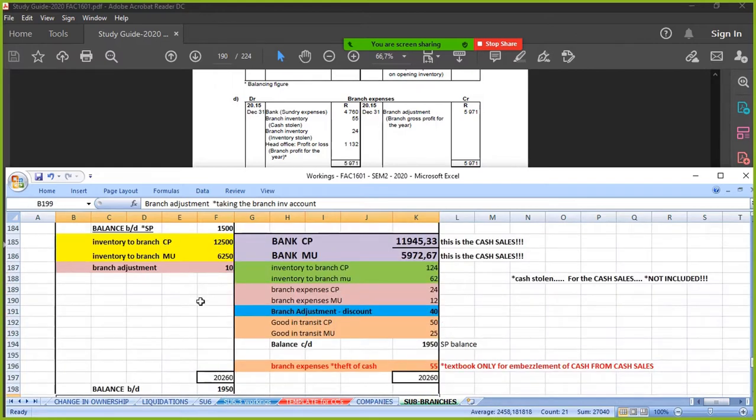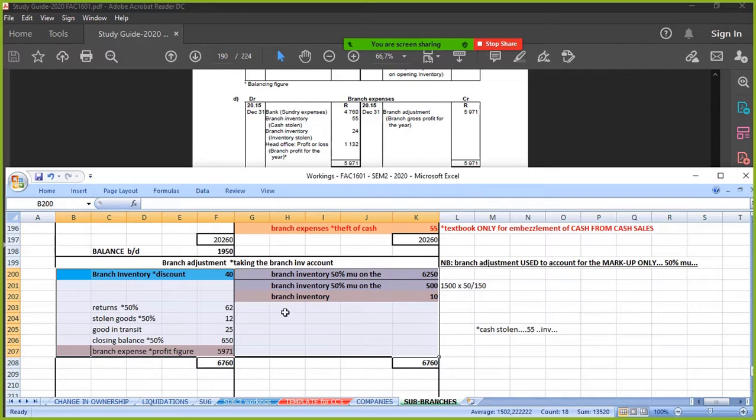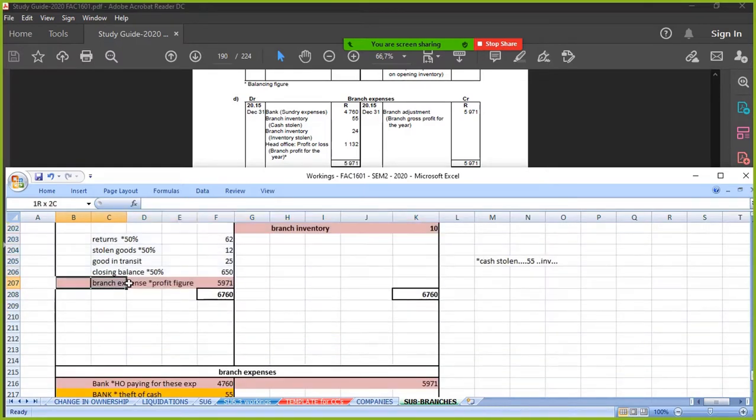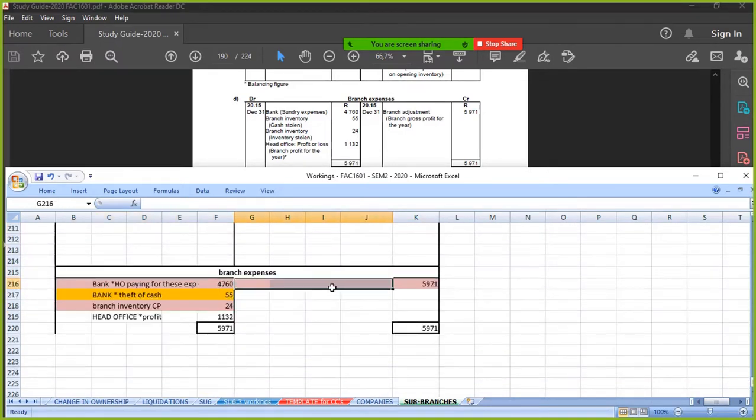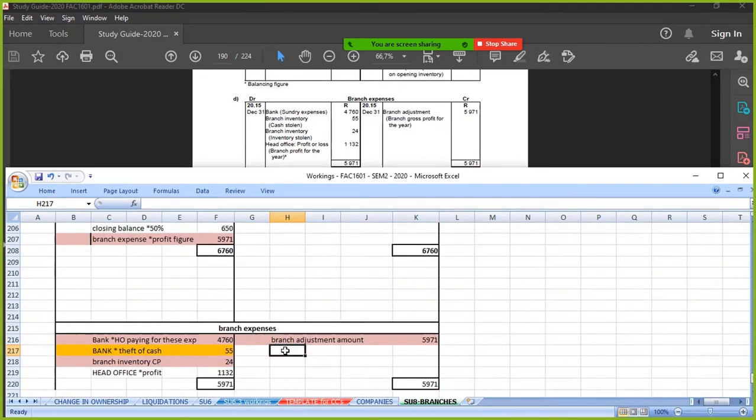Okay, so I took the working and I just put everything that related to the markup here and then worked out the balancing figure. The balancing figure goes to the branch expense. I need to label that. Branch adjustment amount. Okay, and then after you've done that, you balance that figure to get the final answer, which is what the head office is going to get. Okay, yeah, quite a tough one because of that embezzlement of cash.